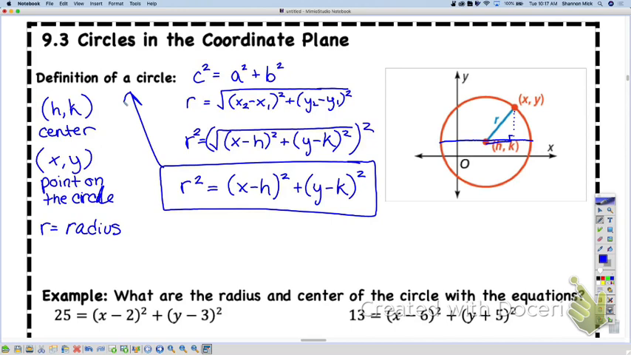Radius. What is h and k? Center. The h is the x of the center, yes? Yes. The k is the what of the center? Y. What's x and y? Point on the circle.